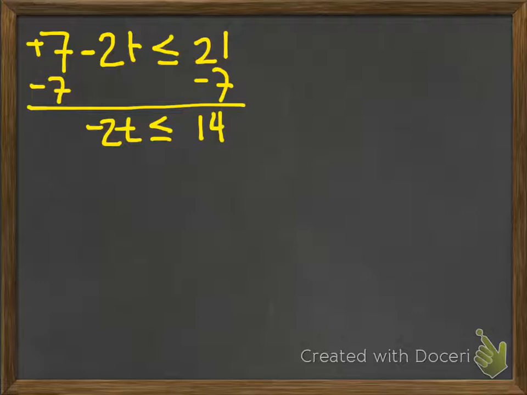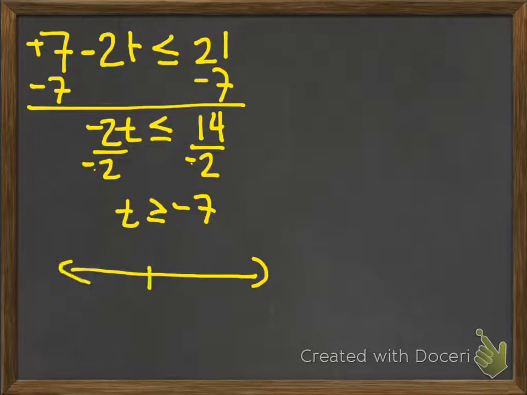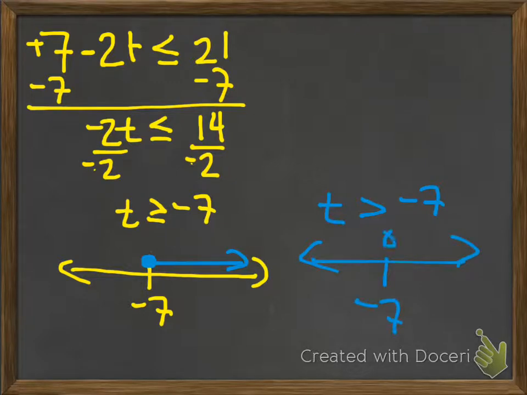Now again, negative 2t means negative 2 times t, so the opposite of multiplying is to divide by negative 2. And when I divide both sides by a negative, I need to switch the inequality. So instead of less than, my final answer becomes t greater than or equal to negative 7. Then of course, I would do my number line, put a closed dot, and shade to the right. Remember, if it had just been the sign, like t greater than negative 7, it would have been an open dot at negative 7.